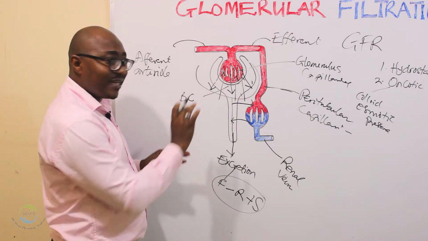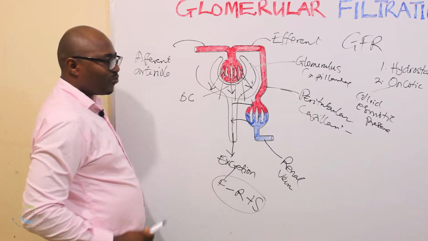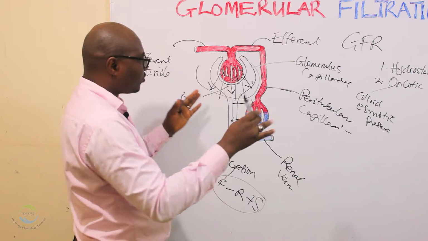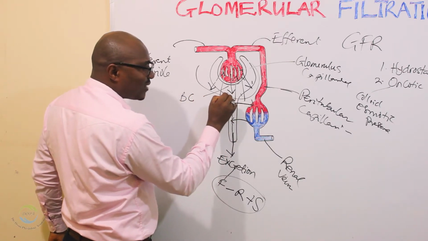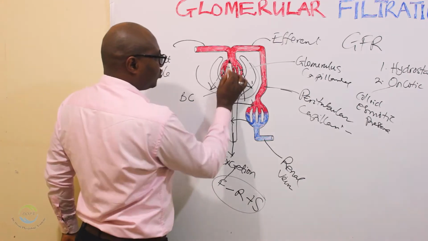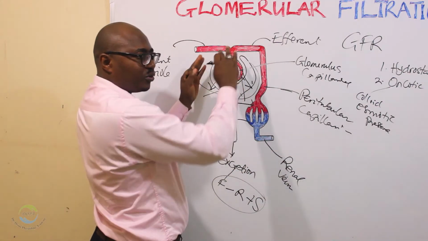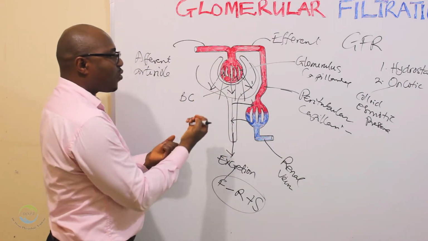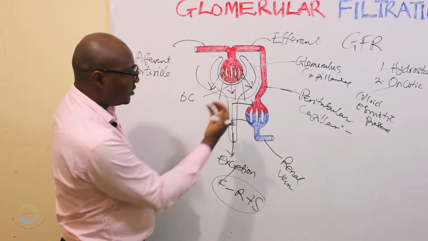You get me now? It has its own hydrostatic pressure. So what direction do you think? No, hydrostatic pressure, the direction is always outward. So the hydrostatic pressure of the Bowman's capsule goes outward. That means it's favoring reabsorption. That is opposing filtration. Then the oncotic pressure of Bowman's capsule is supposed to take in.